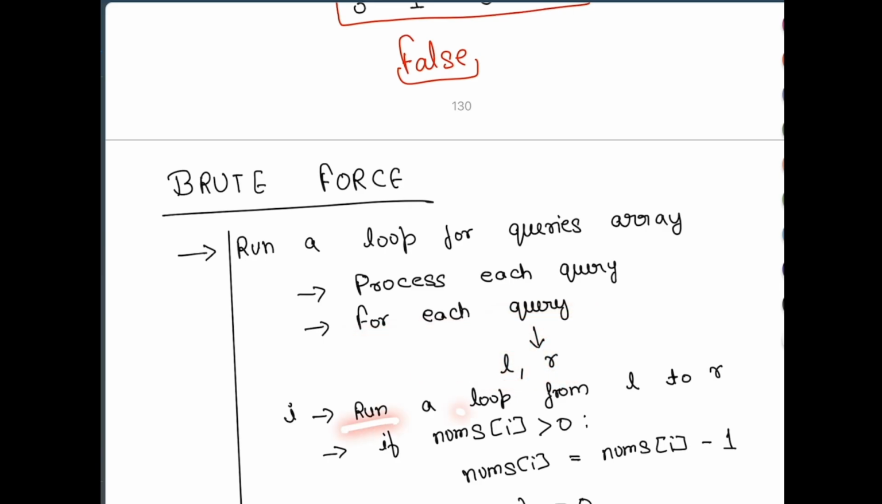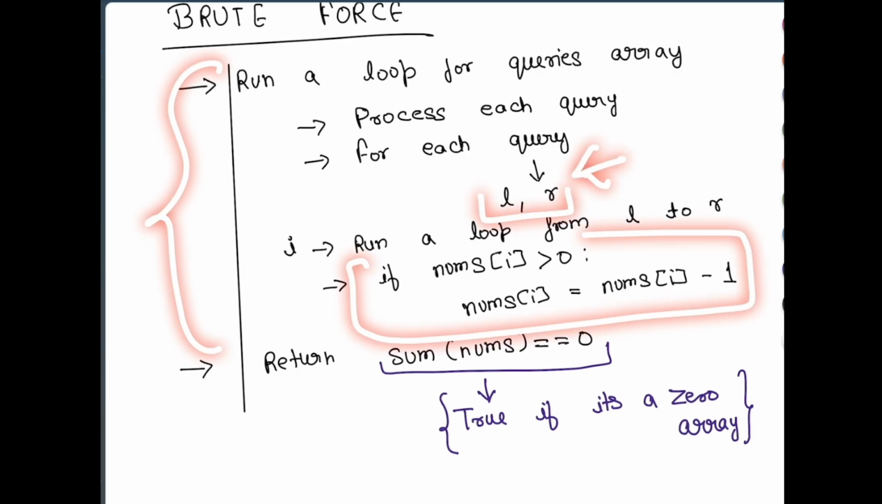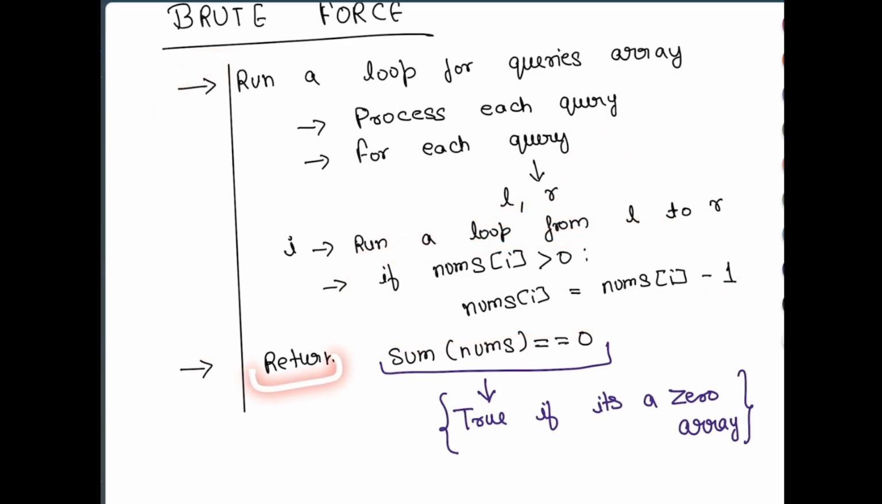We just need to run a loop from L to R, and let's run a loop using the variable I. So what will happen? We just need to see if the nums of I is more than 0. It means we need to do the decrement because the element is more than 0 and we need to make it 0, right? So we will say nums of I is equal to nums of I minus 1. And after processing each query, for each query we will process from index L to index R, and we will do this particular operation. We will just return sum of nums is equal to 0. So basically what this will do is, this will calculate the sum of your nums array, and if it is a 0 array, then the sum will be 0, right?